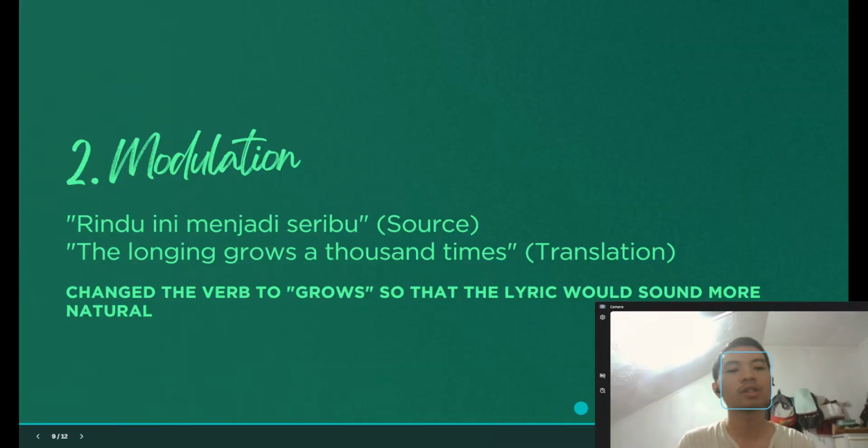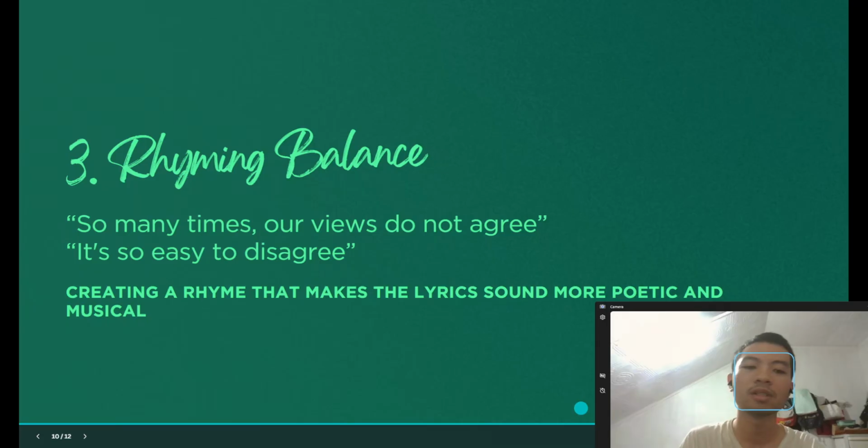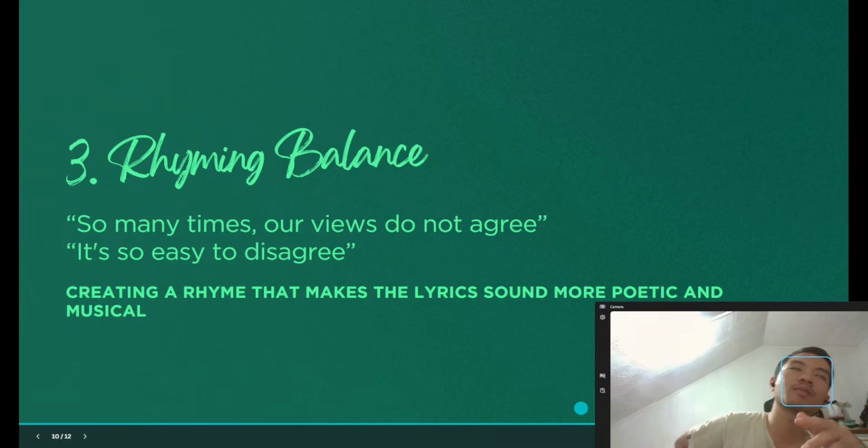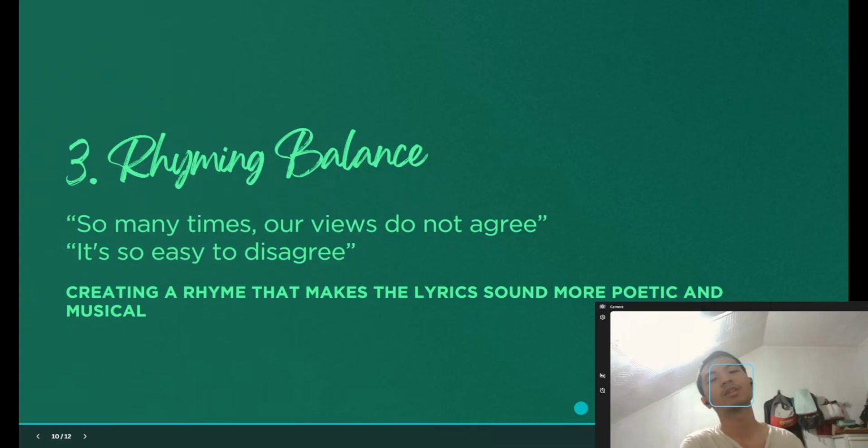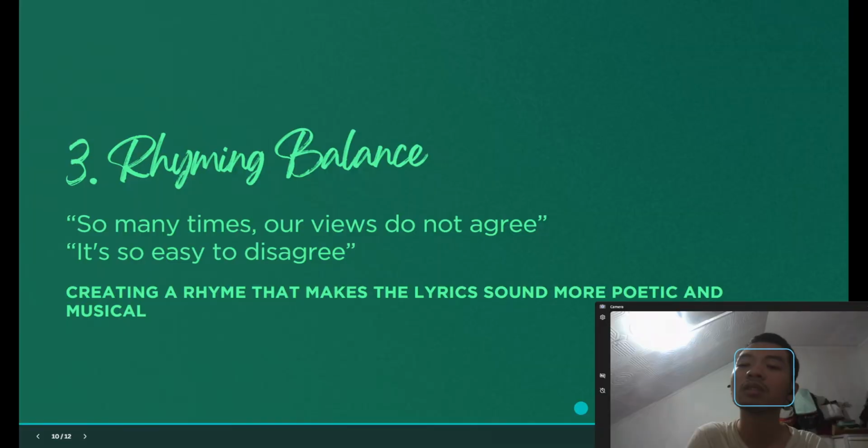And then the last one is about rhyming balance. I think I have two or three rhyming balances in my translation. So in this example, I choose "so many times our views do not agree. It's so easy to disagree."